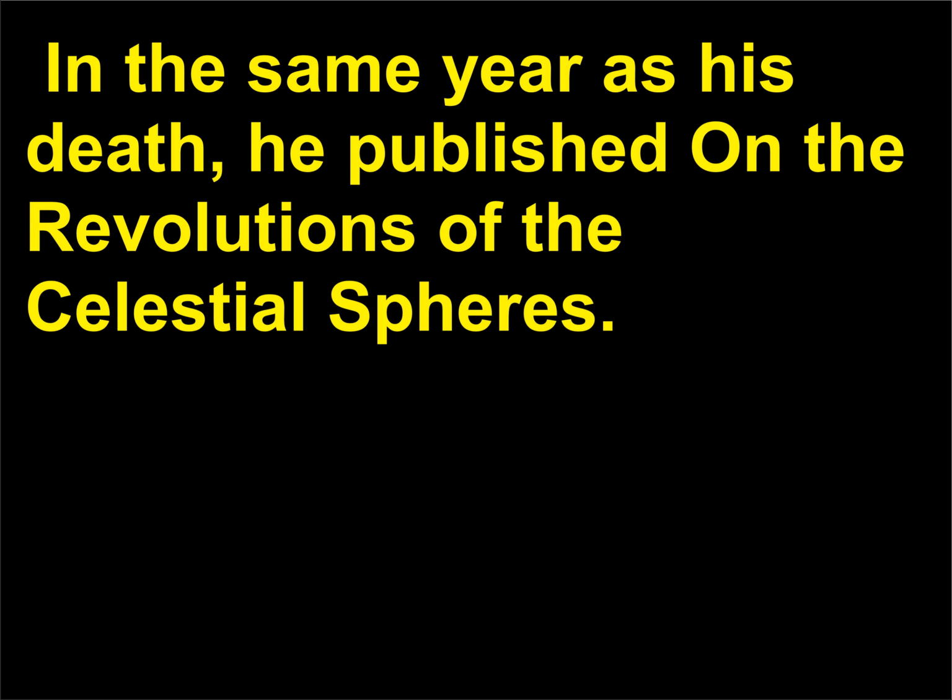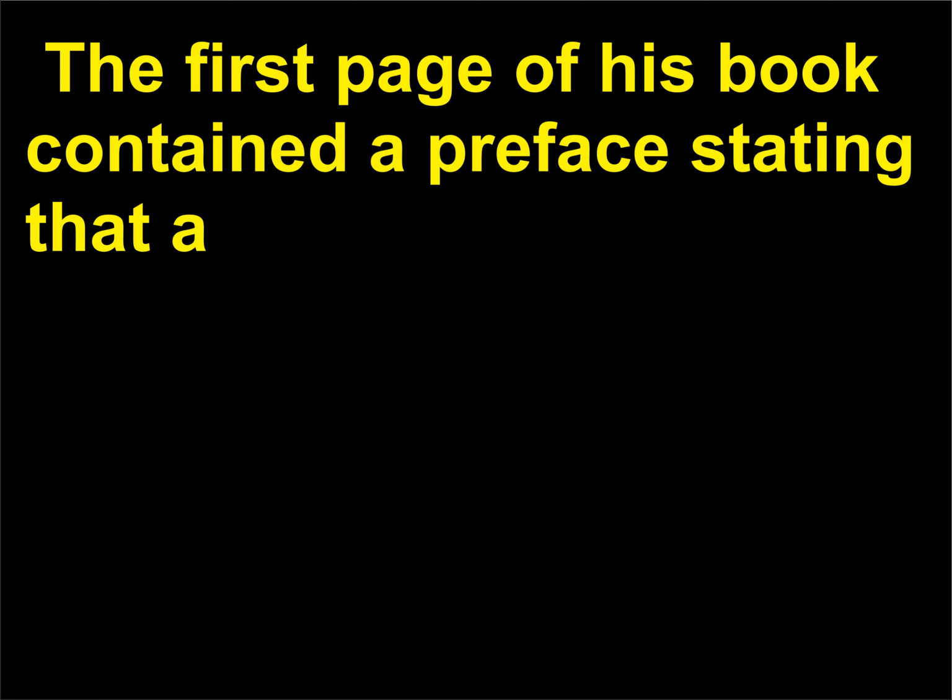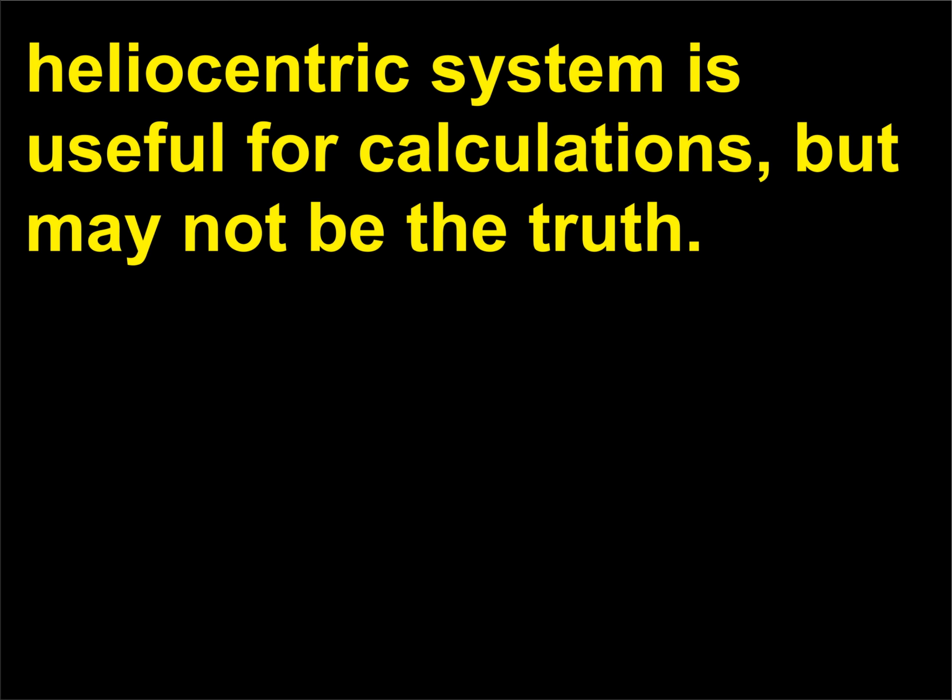In the same year as his death, he published On the Revolutions of the Celestial Spheres. His book was dedicated to Pope Paul III. The first page of his book contained a preface stating that a heliocentric system is useful for calculations, but may not be the truth.